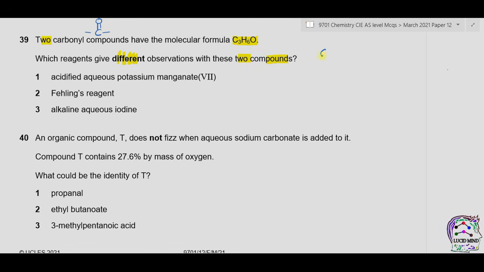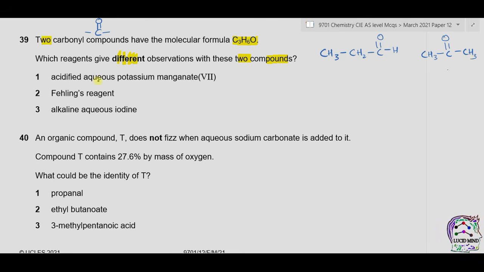Now 3 carbon aldehyde is like this. We have CH3, CH2, C double bond O, H. The molecular formula is C3H6O. We can also draw ketone. We have CH3, C double bond O, CH3. Again we have the same molecular formula as this one.